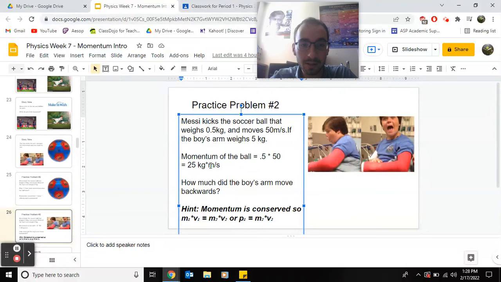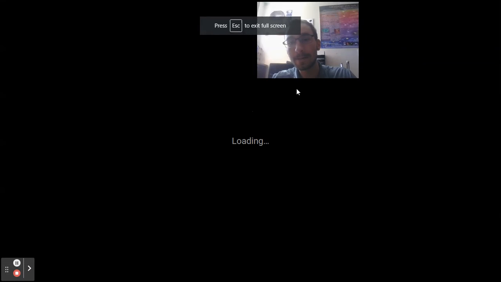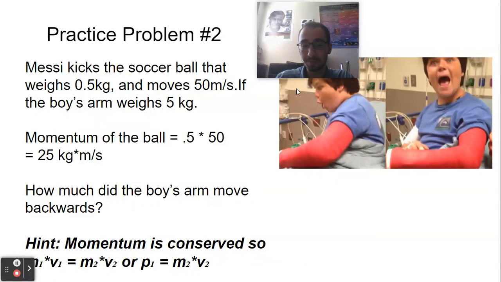So what you do, or you could think of it as the momentum of the soccer ball equals the momentum of the kid's arm, or his mass times his velocity of his arm. Okay? So you set the momentum of the ball, P1, which is 25, equal to the mass of his arm, 5 times V2. Okay? This one's a little more complicated. There's more variables involved, but I have given you the formulas to help you. You know the momentum of the ball is P1. You know M2 is 5. Try and find V2 now. See how fast his arm moved backwards.